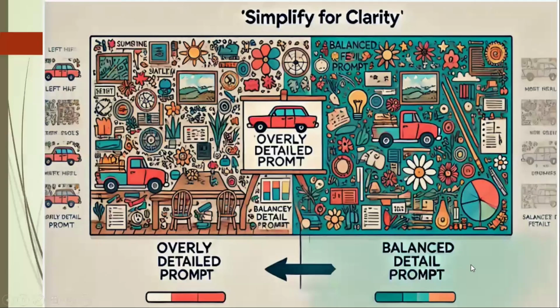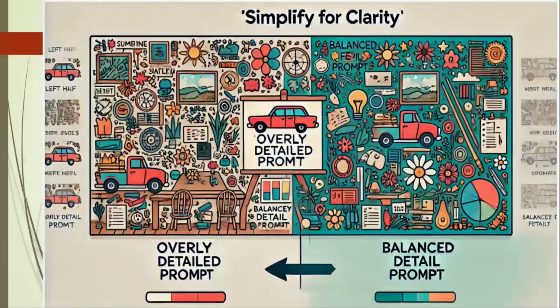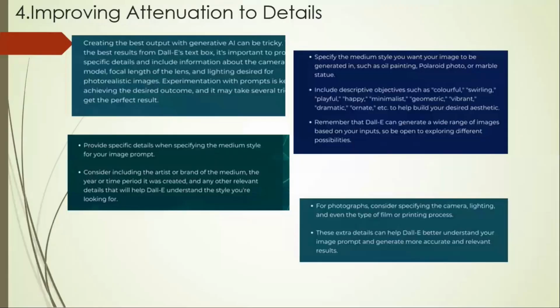Now, when we put in a prompt without any attenuation, it will give you anything random. But if you make it simple, it will give a clearer, simplified version. So attenuation is also important in prompting. Obviously, you can improve the attenuation. There are some specific instructions given here, like creating the best output with generative AI can be tricky. The best result from the DALL-E text box.